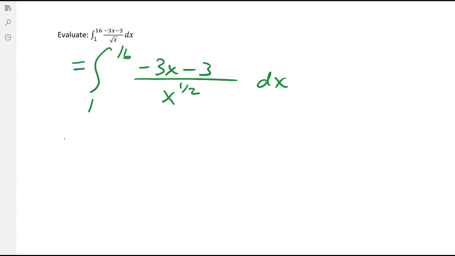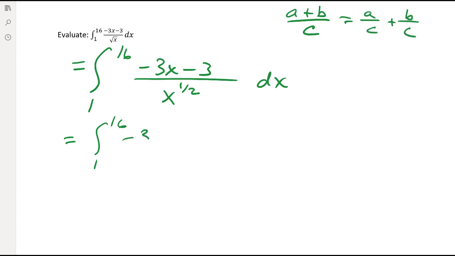And then what I can do next, still not ready to integrate, is break this fraction up. Remember the rule of fractions, a plus b over c. Remember we can rewrite that as a over c plus b over c. Well, that's what we're going to do here. So this is a negative 3x over x to the 1/2 minus 3 over x to the 1/2 power.